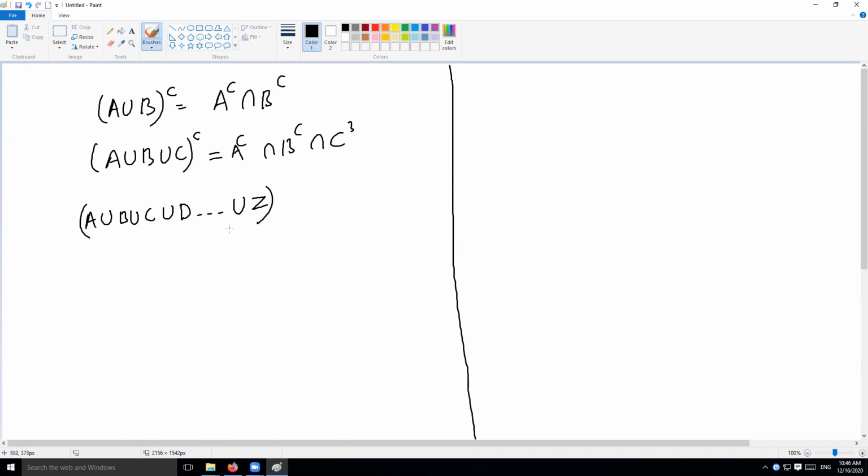Imagine that you have lots of sets. So A union B union C union up to Z, and you want to write its complement. By De Morgan's law, what's it going to be? A complement intersection B complement intersection C complement, and so on and so forth, and intersection Z complement. Right?